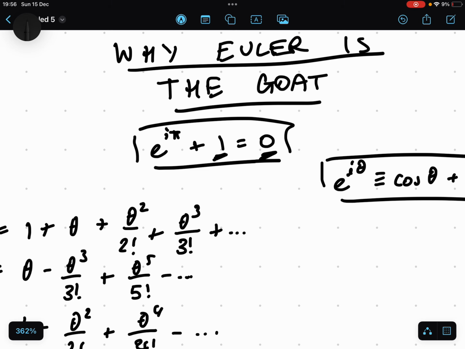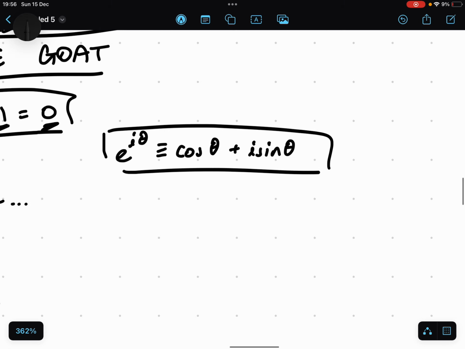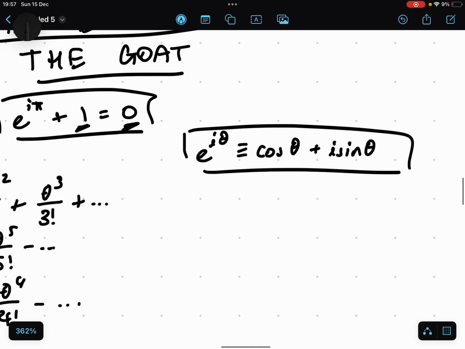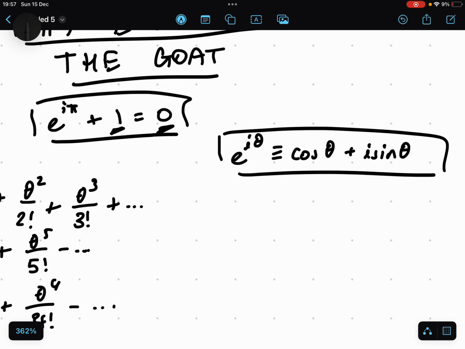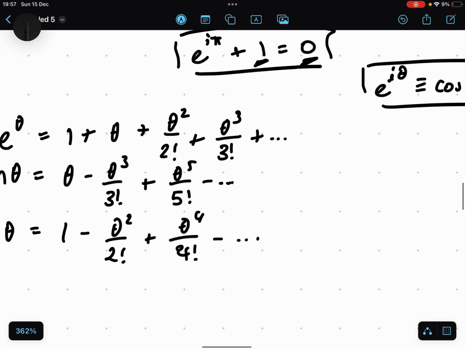And here's the identity that bounds it. It's e to the i theta is identical to cosine theta plus i sine theta. So we have these lovely little formulae for cosine and sine, all expressed in exponential form, which is really useful because you can go from exponential to trigonometric. So let's go ahead and try to prove this.